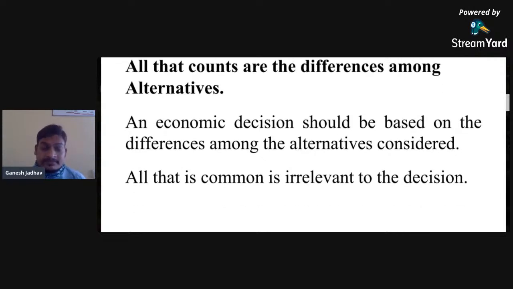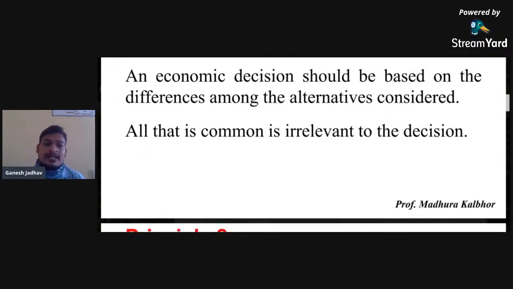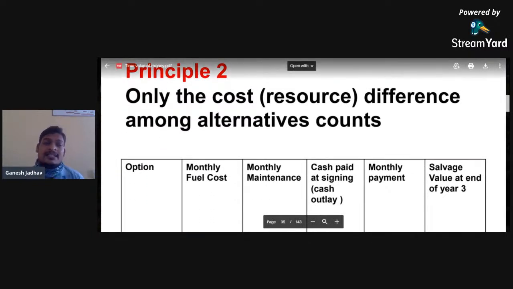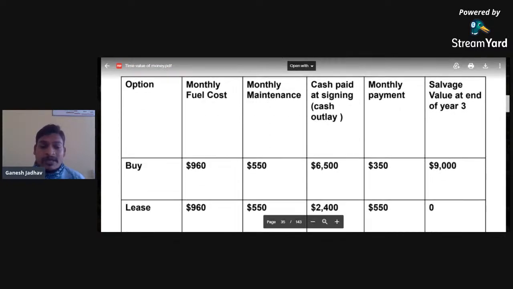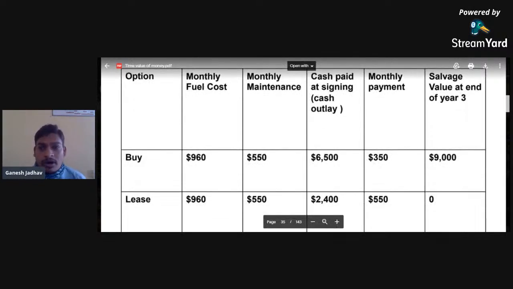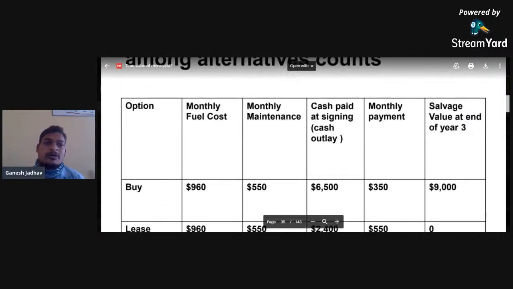So we can say that all that counts are the differences among the alternatives. We have a number of alternatives and we are required to choose the best alternative from among them. Another one is only the cost, the difference among the alternatives' cost. These are the number of options and we have to select the best option.